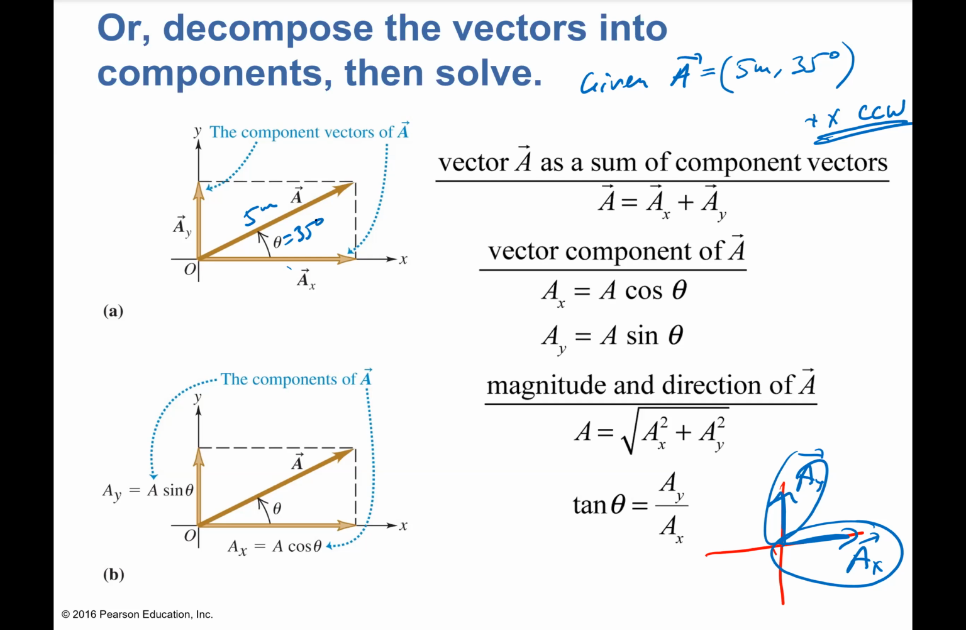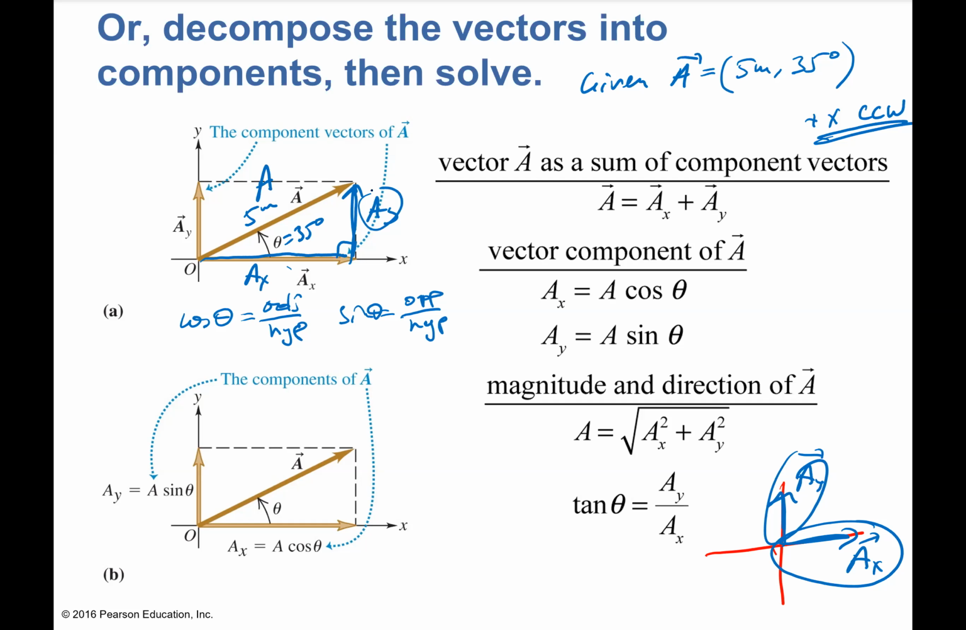Then what I have here is, when I break it down into components, so this is AX and this is AY, I can see I have nothing but a right triangle. And the right triangle, if you remember, relates those sides by the cosine function, which is adjacent over hypotenuse, and the sine function, sine of theta, which is opposite over hypotenuse. Remember, for us, hypotenuse is A, adjacent is AX, and opposite is AY.